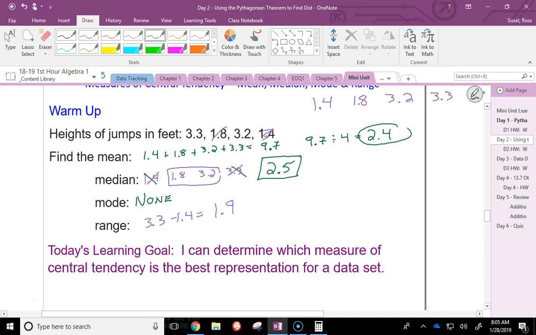Can you have more than one mode? Yes. If 3.3 was repeated 3 times and 1.4 was repeated 3 times, we would have 2 modes. We'd say 3.3 and 1.4. Our range is the highest minus your smallest number, which tells me the difference between my highest score and my lowest score. I have a difference of 1.9 of our units.